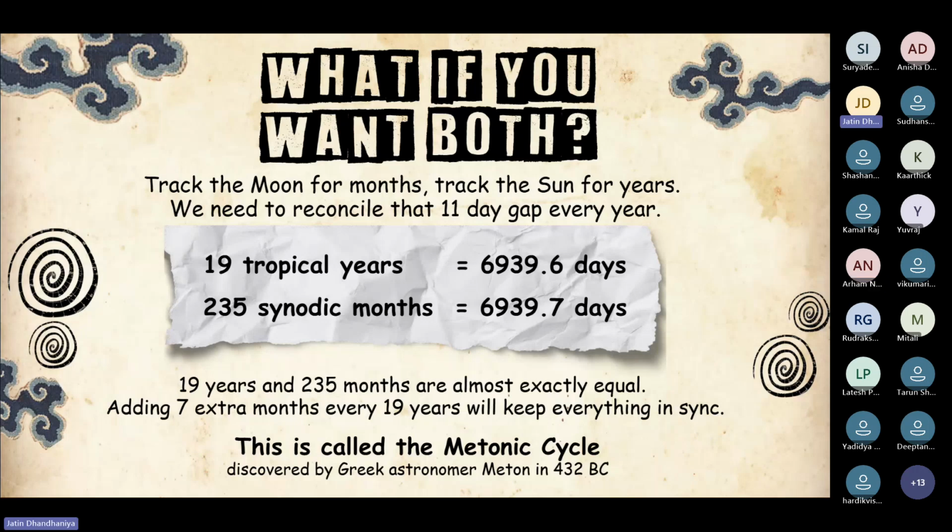Now 19 into 12 is 228. And if we add 7 extra months, that will be 235. So adding 7 extra months every 19 years will keep everything in sync. This is called the Metonic cycle. It was discovered by the Greek astronomer Meton in 432 BC. Now let's see how it was implemented.